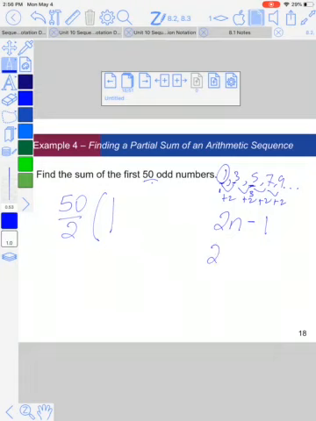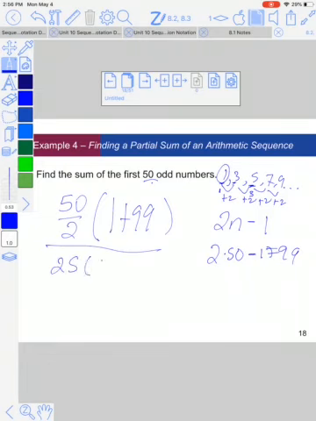So I plug in 50. 2 times 50, which is 100, minus 1 is 99. So I get 1 plus the last term in it, which is 99. So 50 divided by 2 is 25. 1 plus 99 is 100. 25 times 100 is 2500. And you're done. Partial sums, not that difficult.